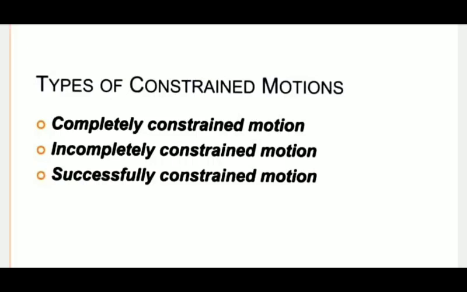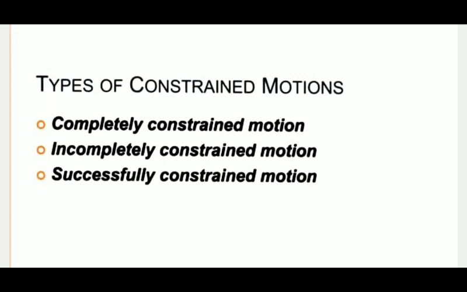Hello everyone. Today we will discuss the very important topic of theory of machines, which is types of constrained motion. Firstly, we will discuss what constrained motion is. Constrained motion is a type of motion in which the link of a machine or an element of a machine moves between two points, regular points.